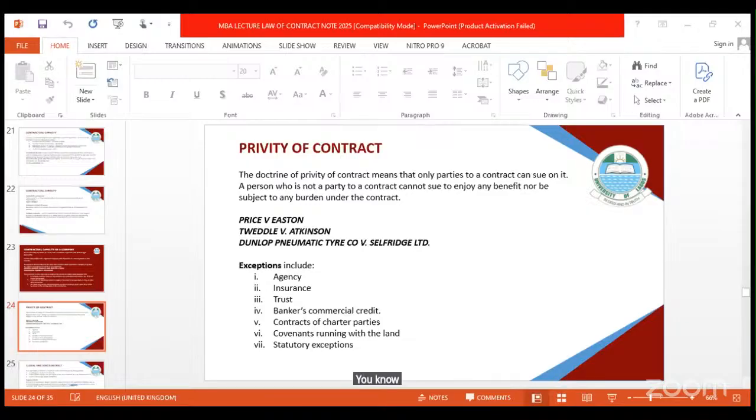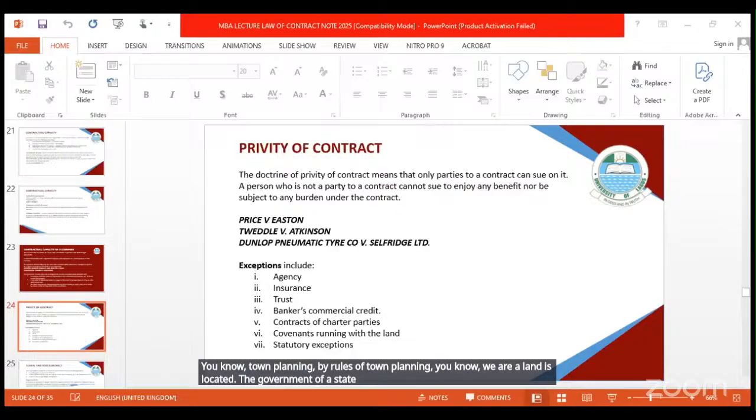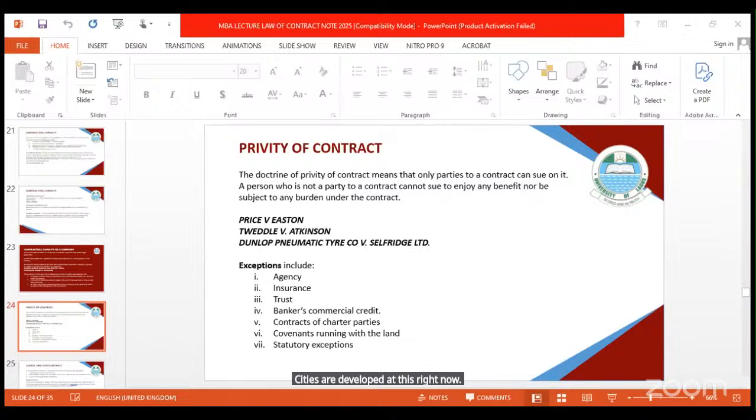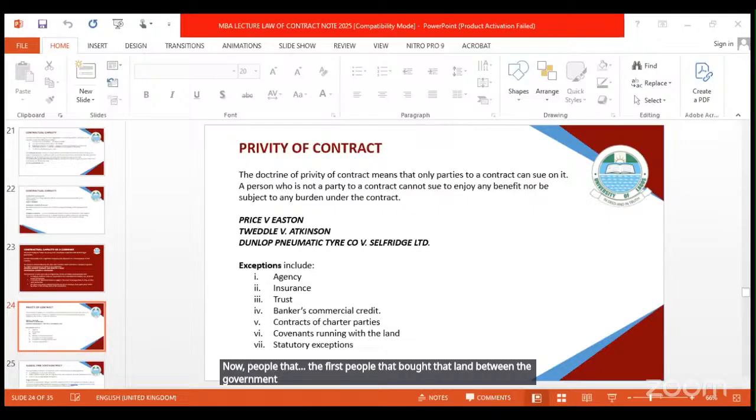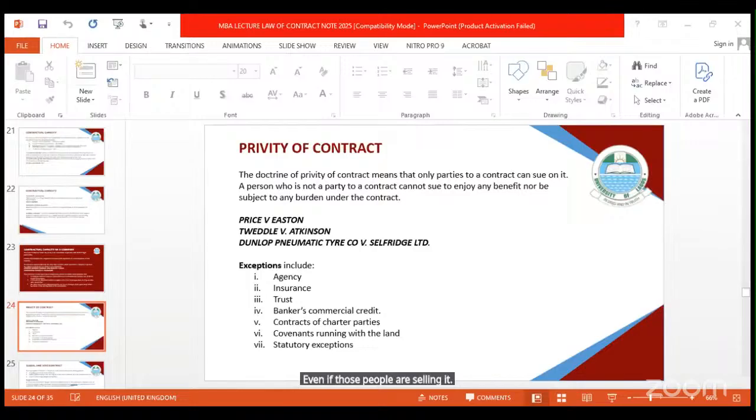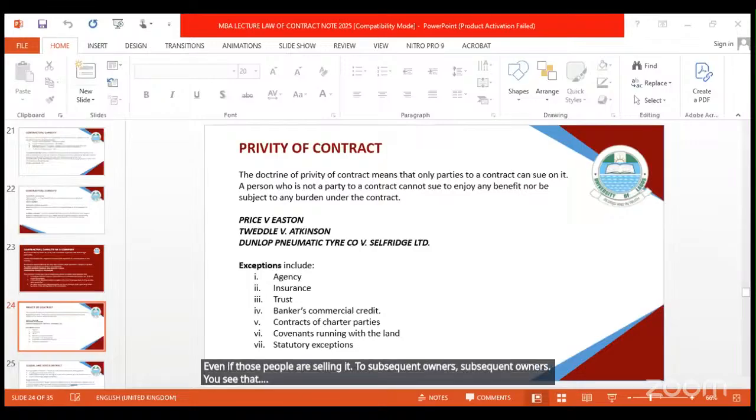in town planning, by rules of town planning, where a land is located, the government of a state has powers in terms of how the towns or cities are developed and things like that. So if you go to some people who have land close to the airport, you see that there's a level of height of building around the airport. Now, the first people that bought that land, when government signed that agreement with them, even if those people are selling it to subsequent owners, you see that that covenant will still run.